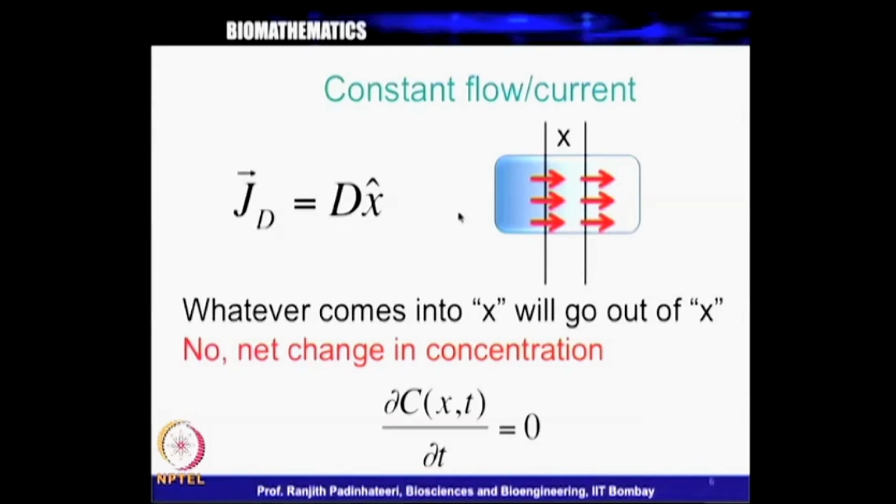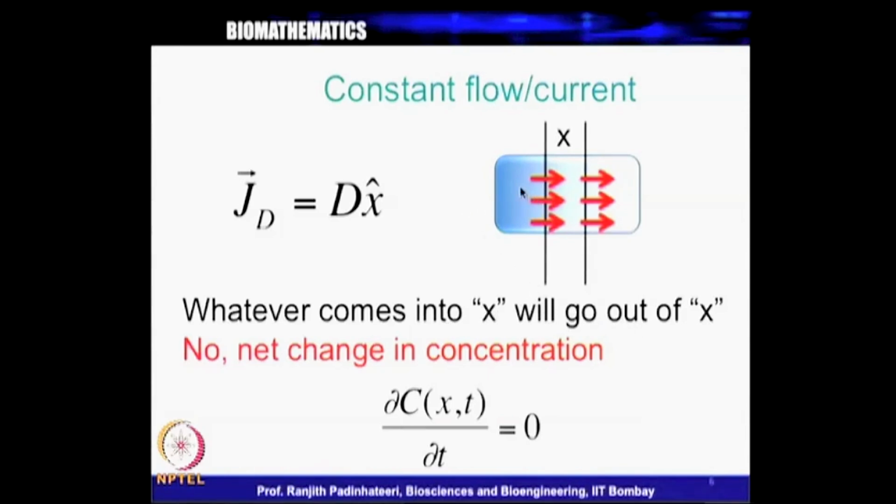That means the direction of the J is along the x-axis, and the magnitude of the flow is a constant, which is D. It's like a number. D could be 3, 4, 5, 8. So what does it mean? That means that if some amount of molecules comes into this area in 1 second, the same amount of molecules will go out of this area in the same second. Whatever comes in goes out. So whatever comes into X will go out of X.